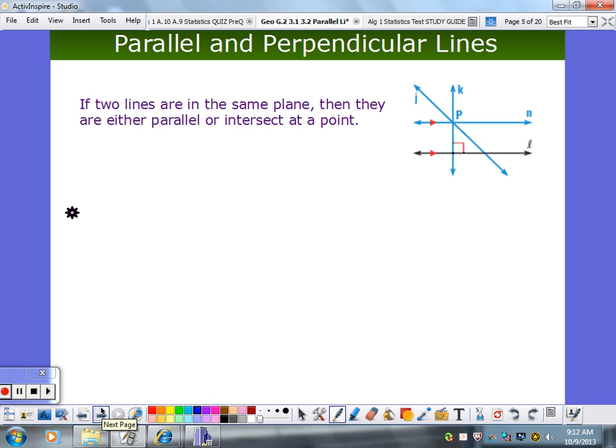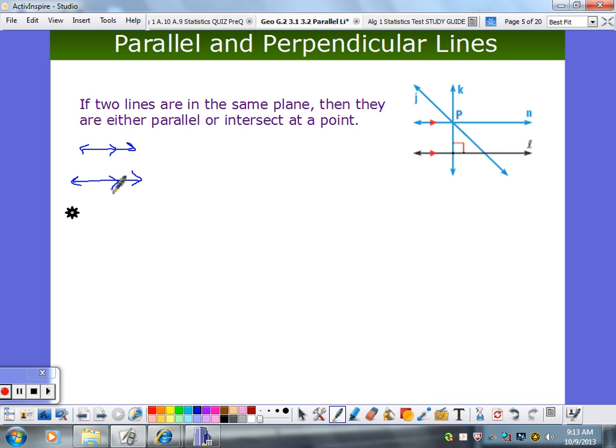All right, now let's see. So parallel and perpendicular lines. We've got some rules here. If two lines are in the same plane, then they're either parallel, perpendicular, or intersect at a point. So we agree. Think about that. You've got two lines. So what are your possibilities? Well, they might be parallel. We agree, I think.